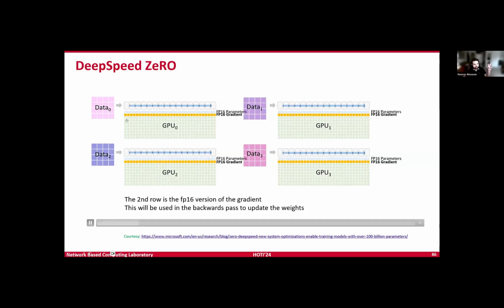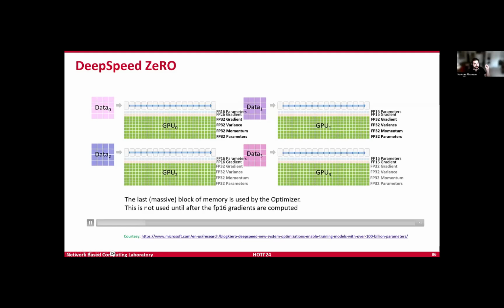Now, the model itself occupies a lot of memory, especially if we're using mixed precision. So we'll have the model parameters in FP16, the gradients in FP16, but again, the optimizer itself. So if you're using the Adam optimizer, for example, we need a copy of the parameters in FP32, and then maybe we'll have extra optimizer states that we need to keep track of, like the variance and momentum. And we need an actual copy of the parameters in FP32.